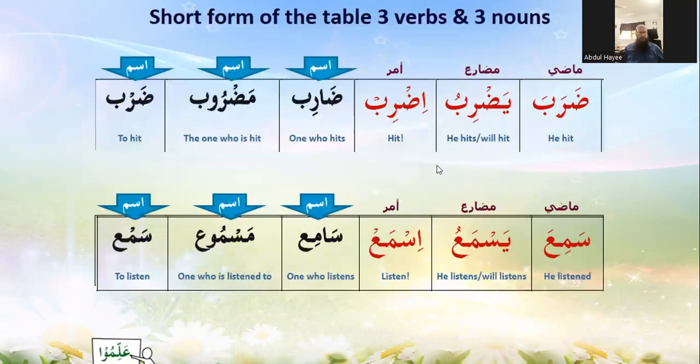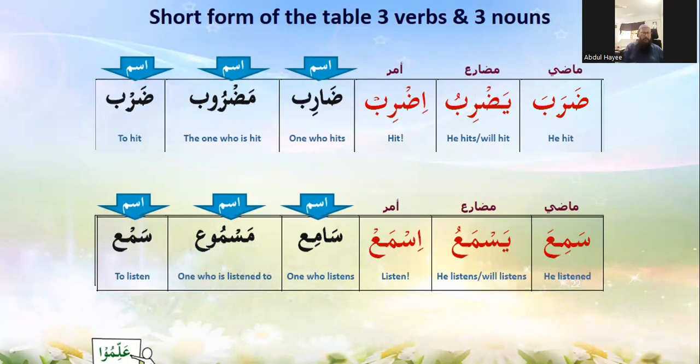Now we will have four more, so we will try to make that. From daraba, if I say make the short table, what will you say? Daraba, yadribu, idrib. These are the verbs. Daribun, madrubun, darbun. These are the nouns or the asma. So it's a short table of daraba.